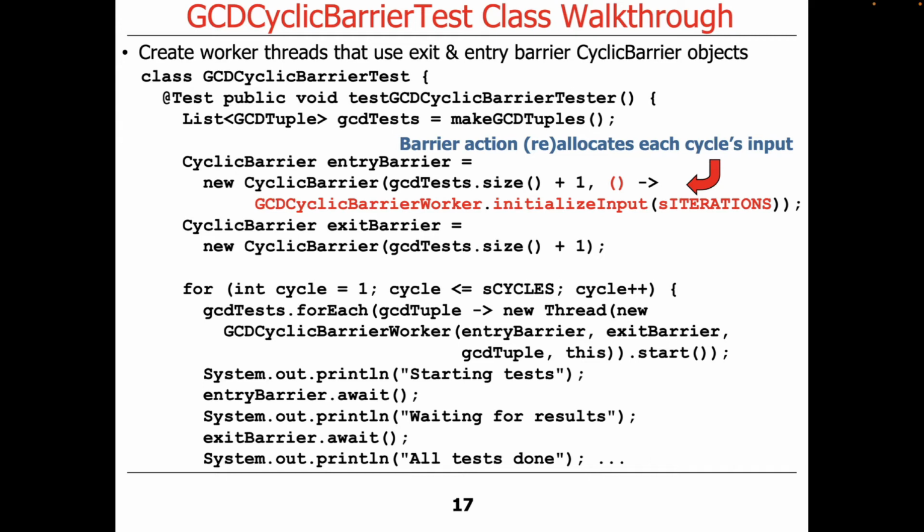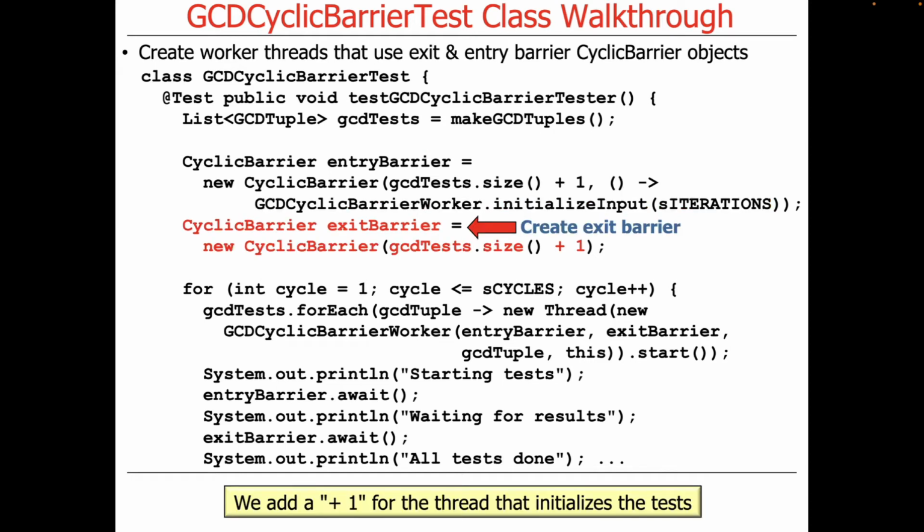We also provide a barrier action that's going to allocate and then reallocate, each cycle, the input that's used to process stuff. So you can see here that we're going to initialize the input for the number of iterations, and this will basically reinitialize all the randomly generated test values. We're going to reallocate those each time.